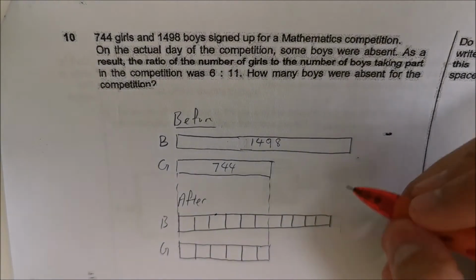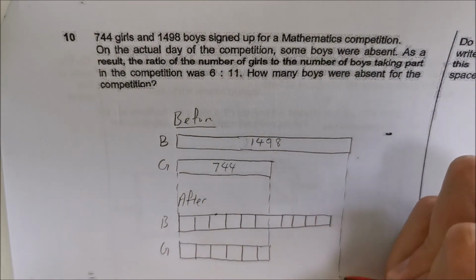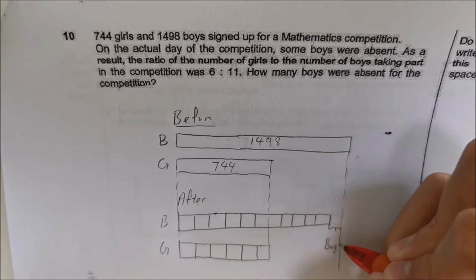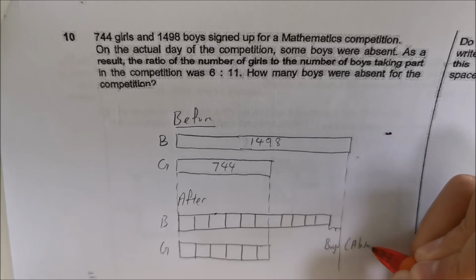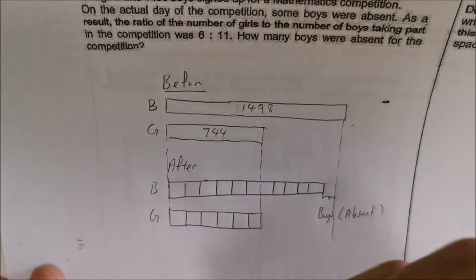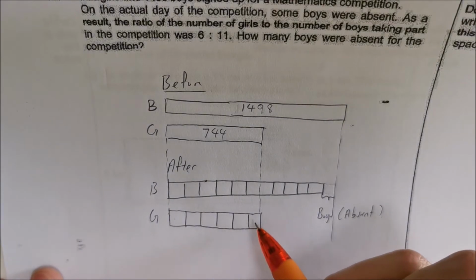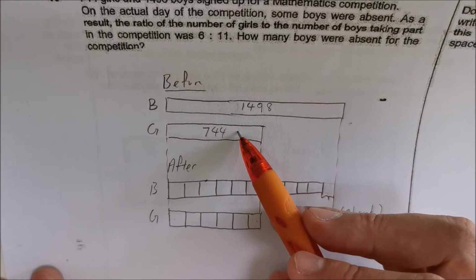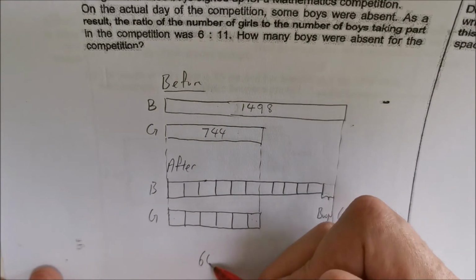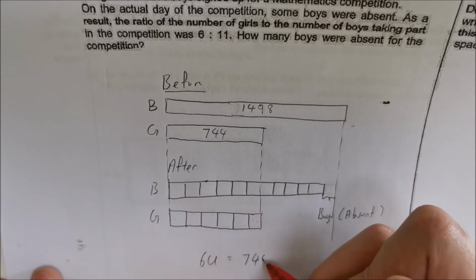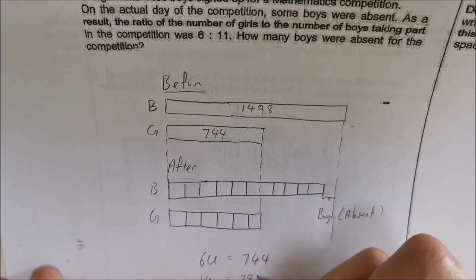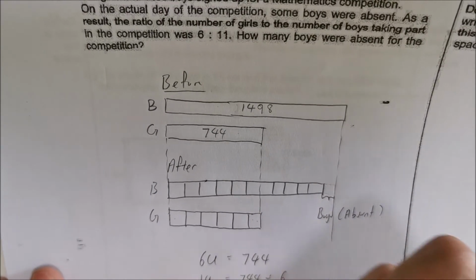Okay. So what we can say is that this gap here is the boys that were absent. We know that the girls' 6 units is the same as this number, because all the girls came for the competition. So 6 units gives us 744. So 1 unit will give us 744 divided by 6.